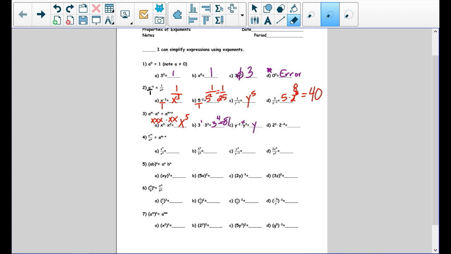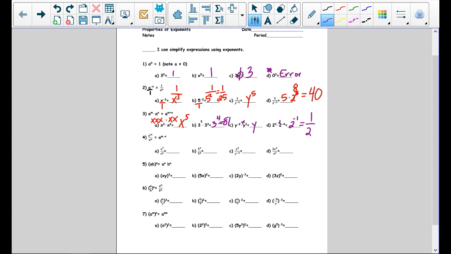And then letter D, 2 to the 3rd and 2 to the negative 4th, again adding those exponents. So 3 plus negative 4 gives me negative 1. So 2 to the negative 1. No negative exponents, so again, move it to the bottom. So 1 over 2 to the 1st power, or just 1/2. Okay, so that's multiplying, same base.